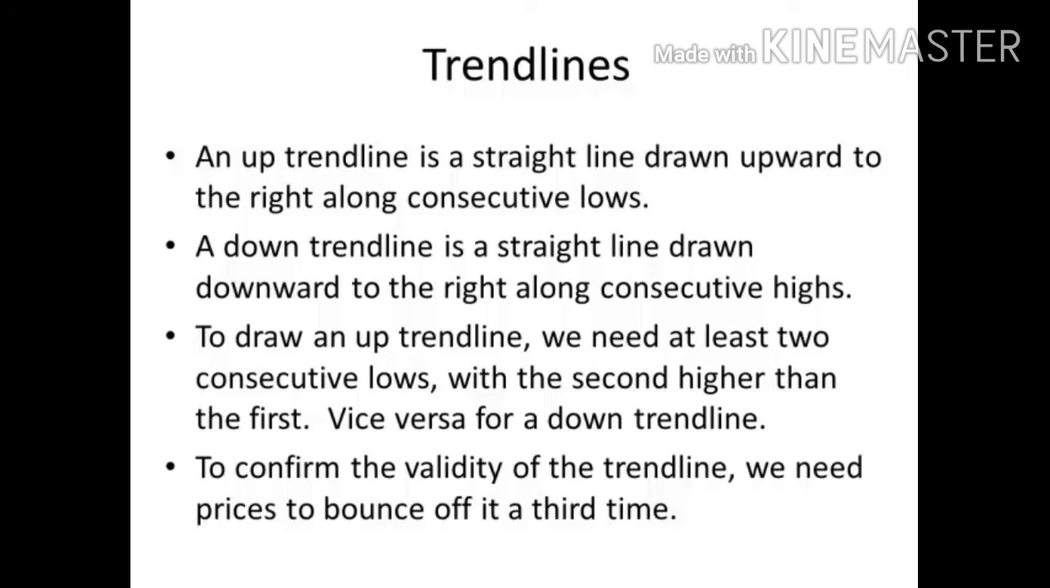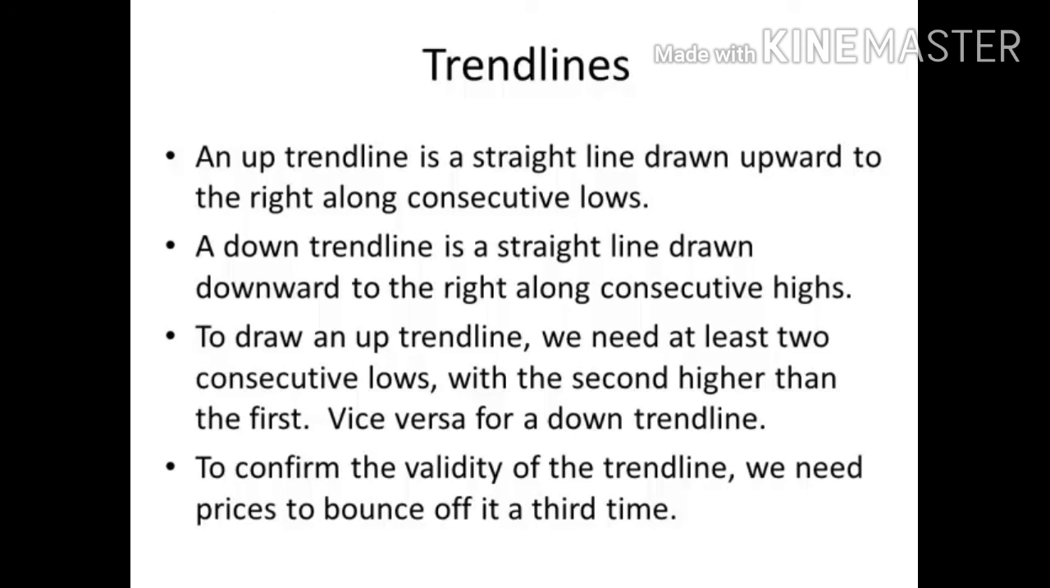The next concept we will discuss is trend lines. Trend lines are another very important tool of technical analysis, and specifically charting. The purpose of a trend line is to identify particular uptrends or downtrends. Let's start with an uptrend line. What is an uptrend line? An uptrend line is a straight line drawn upward to the right along consecutive lows. Right? So if the lows keep getting higher, and we draw a line to signify that, then that is an uptrend line.